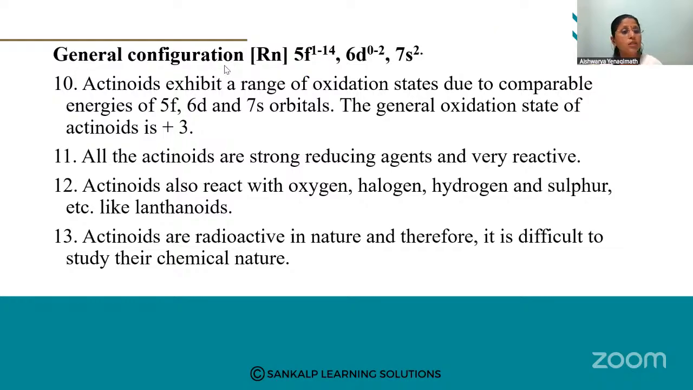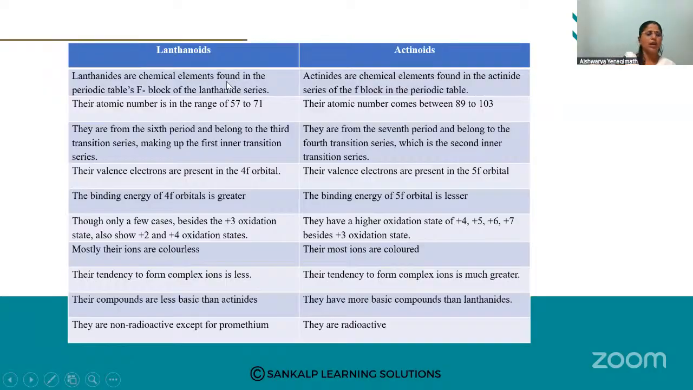They are strongly paramagnetic in nature. Why are they strongly paramagnetic? Because they have unpaired electrons. See, magnetic property is shown by the presence of unpaired electrons. So actinides are paramagnetic as they have unpaired electrons.